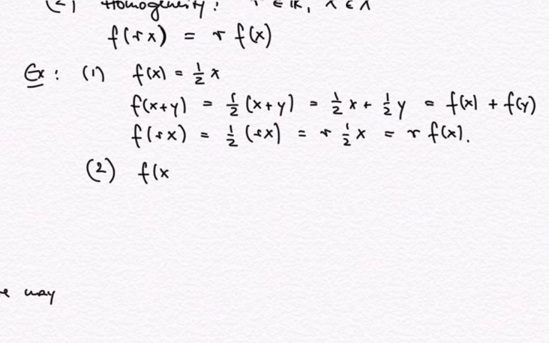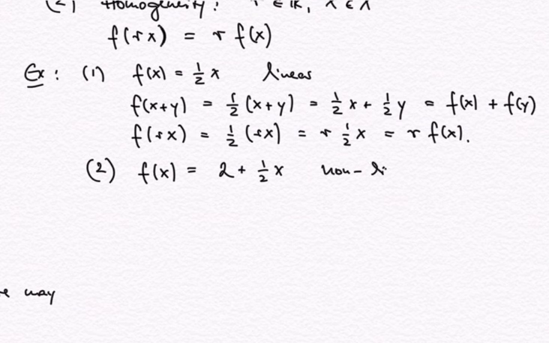The function, so this was a linear one, the function 2 + 1/2 x is non-linear. So this is a counterexample. That may be a bit surprising because in everyday parlance we often refer to functions like this also as linear, but that's a bit sloppy.